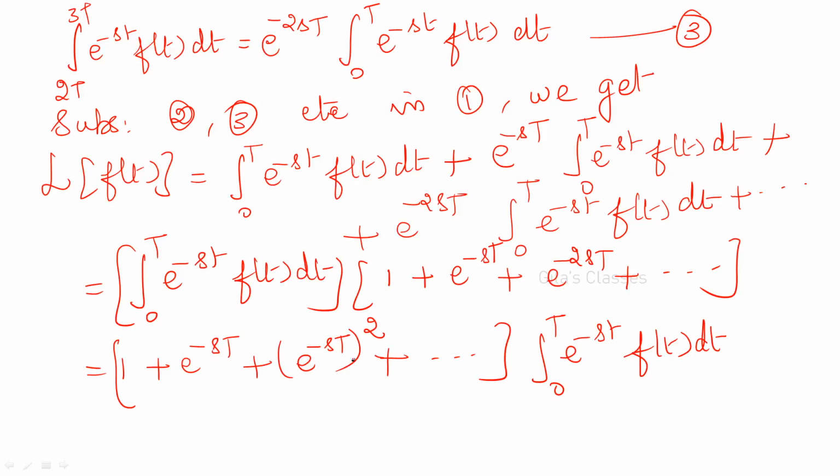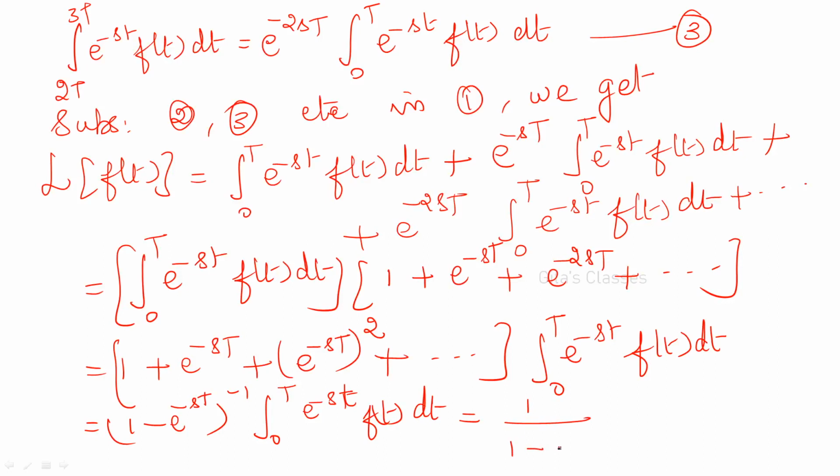Which is equal to what? This is 1 plus x plus x squared and so on. In the place of x I have e power minus sT, so that can be written as 1 plus e power minus sT the whole power minus 1 into integral 0 to T e power minus st f of t dt. Now the whole power minus 1, this is using binomial expansion with negative powers. So that can be written as 1 by 1 minus e power minus s into capital T, integral 0 to T e power minus st f of t dt. This is what we want to prove.